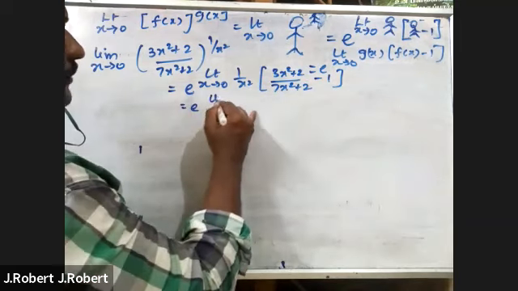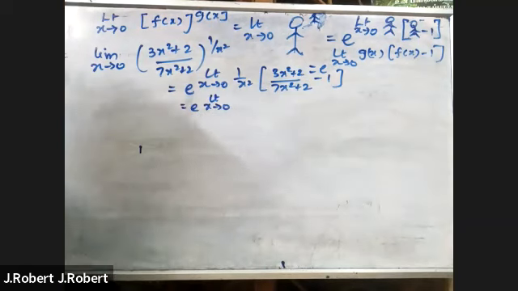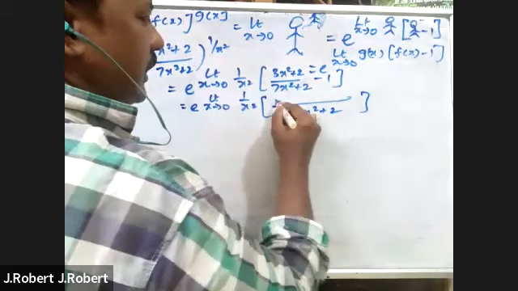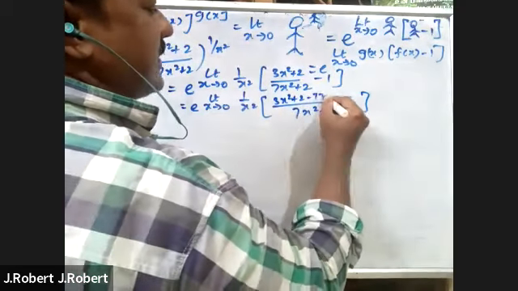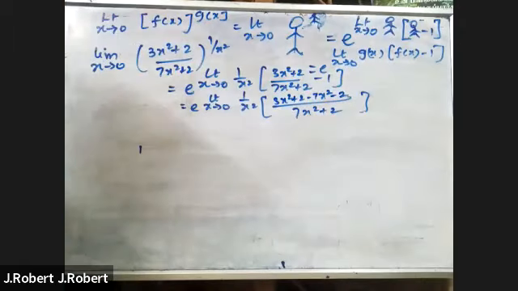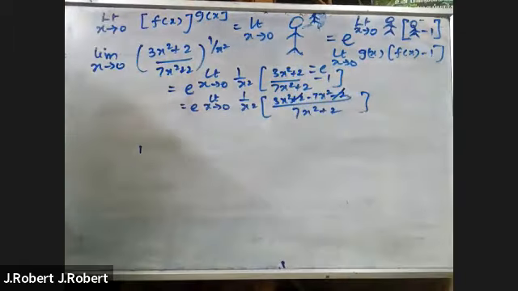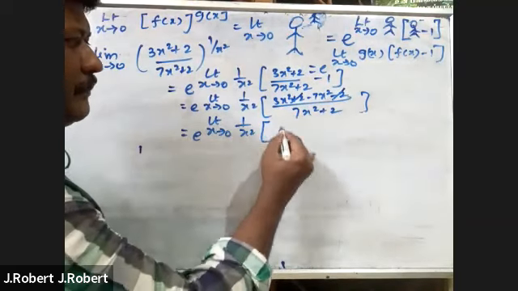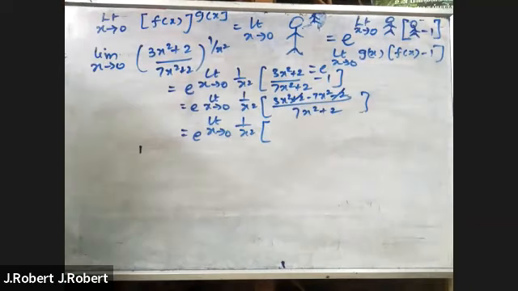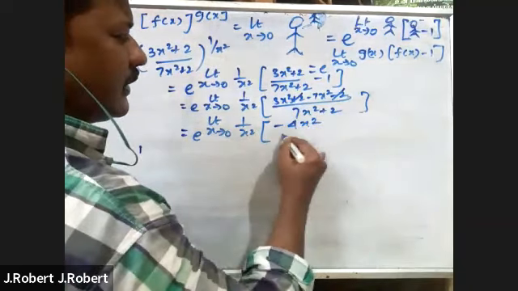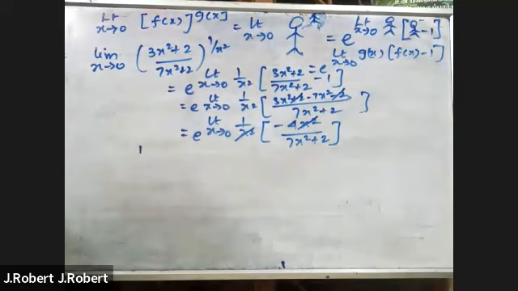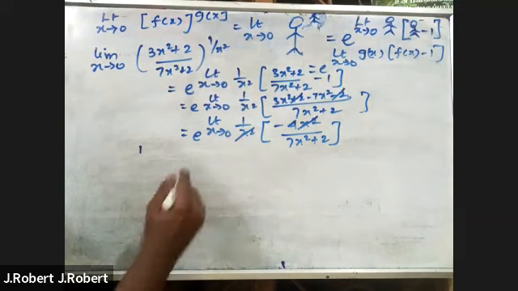So e power limit x tends to 0, 1 by x square. Now you take LCM, 7x square plus 2. 3x square plus 2 minus 7x square minus 2. Taking LCM, what happened? Plus 2 minus 2 can cancel. Remaining e power limit x tends to 0, 1 by x square, 3x square minus 7x square. I can write this as minus 4x square divided by 7x square plus 2. Here we have x square, here we have x square, we can get cancelled.